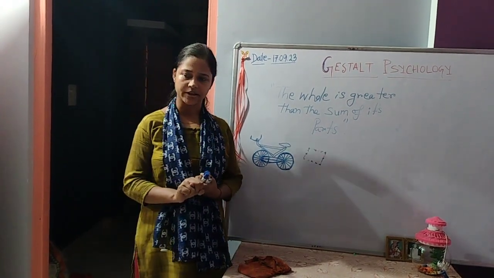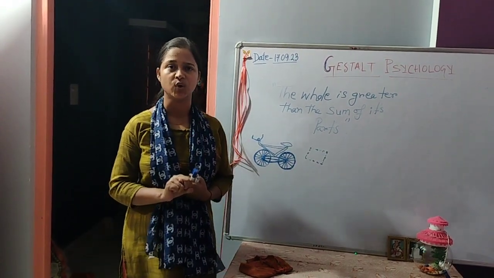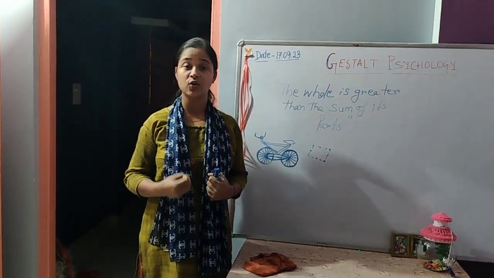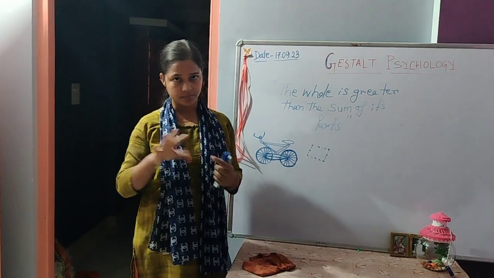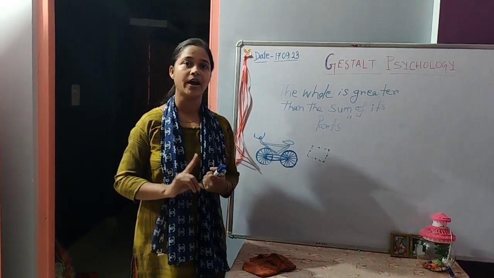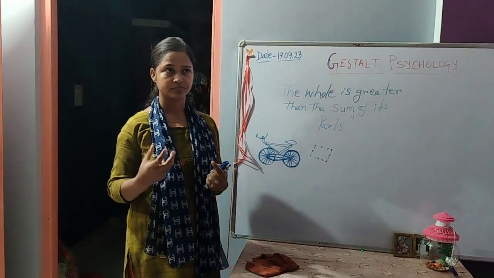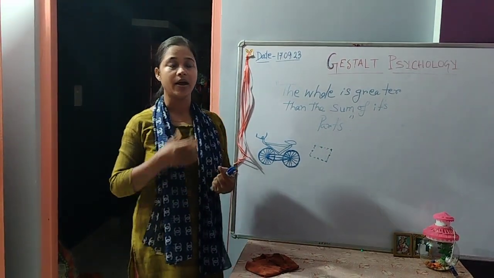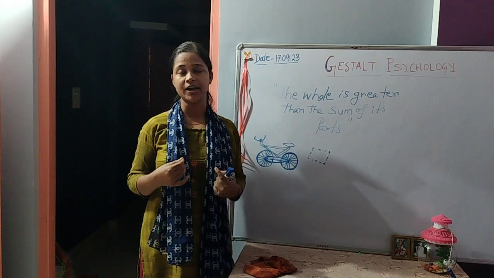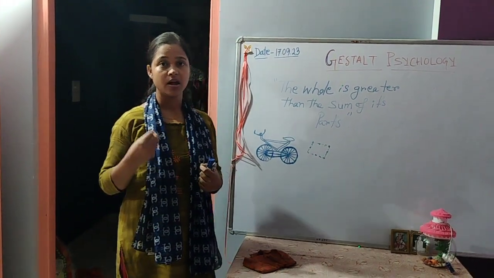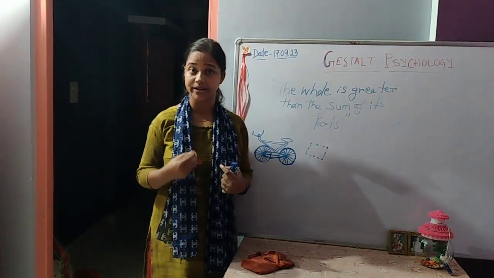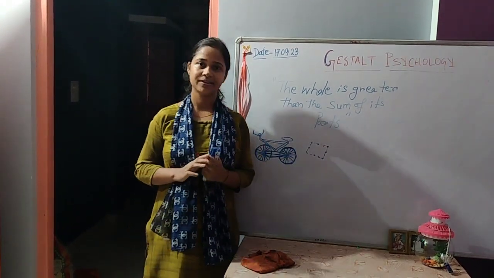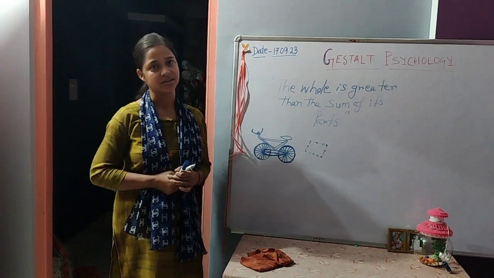Now, Gestalt psychology has some limitations also. It fails to explain learning beyond the perceptual level, and it is unable to explain the strengthening of behavior. Sometimes, occasionally, learning takes place by trial and error, but Gestalt psychology failed to explain it. That's all I want to say about Gestalt psychology.